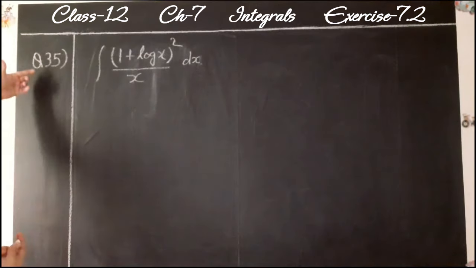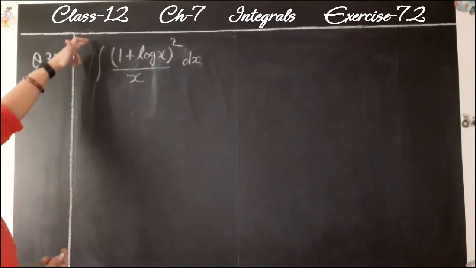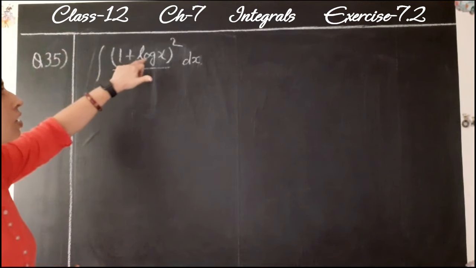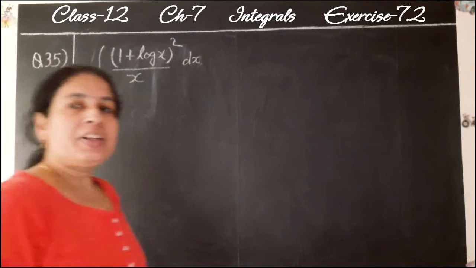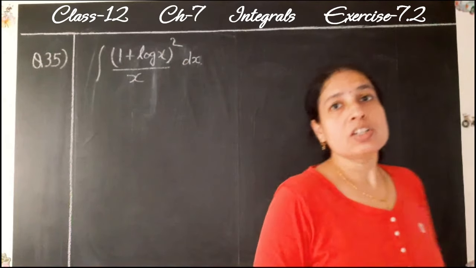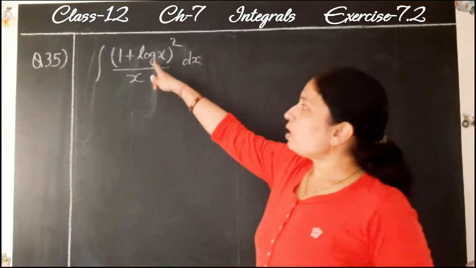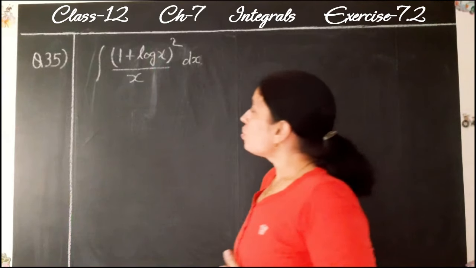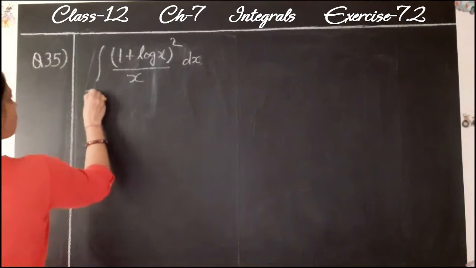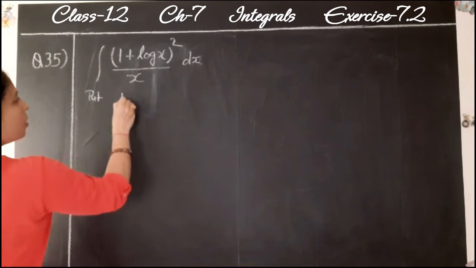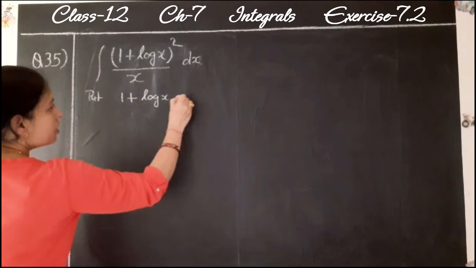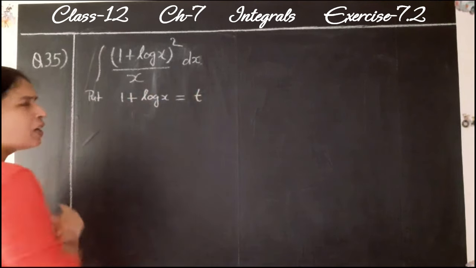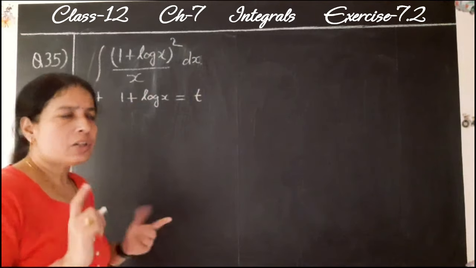So next one is question number 35. It is integral of 1 plus log x whole square divided by x. And we know that derivative of log x is 1 by x. And 1 by x is here given. So first we put 1 plus log x is equal to t. Because derivative of 1 will be 0.